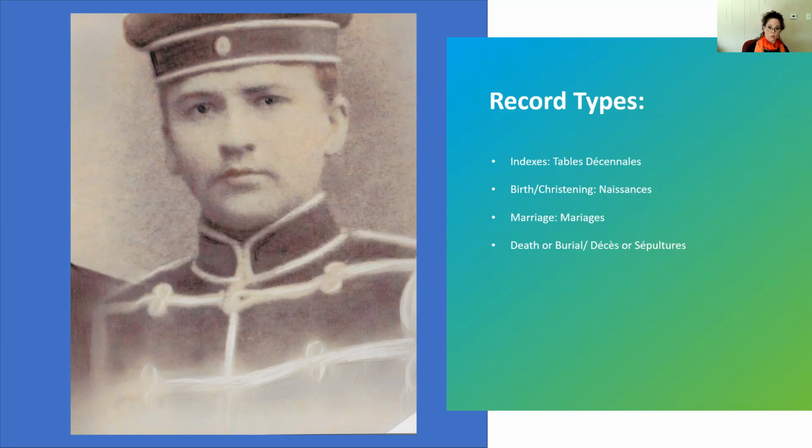So, we're going to talk about a few basic record types. The Catholic Church had several records, but these are the basic ones that we're going to cover. In the parish register, you're going to find indexes. They're called the table décennale. I'll let you know right now, for all of you who are good at speaking French, my pronunciation isn't great, so I'll do my best. So there's the index, or the table décennale. There's the birth and christening records, the naissance, the marriage records or mariage, and there's the death or burial, décès or sépulture, that we're going to cover today.